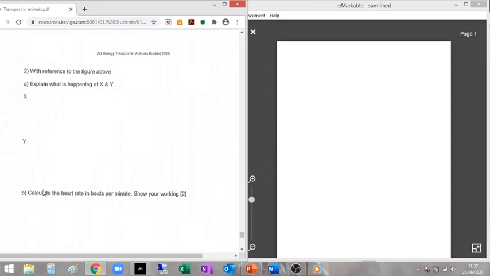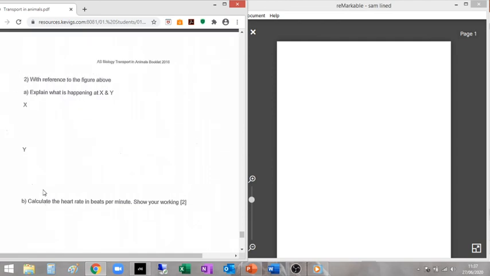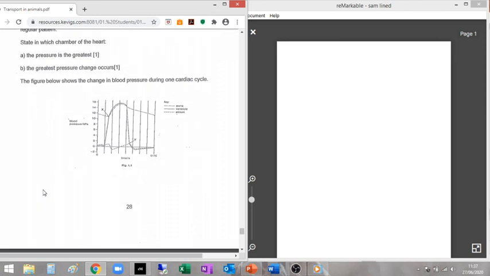So with reference to the figure above, explain what's happening at X and Y, and then we have to calculate the heart rate. So I'm just going to use this again. X is pointing at where we've got the line, which is the aorta pressure, coming in here. And this line coming up here is the ventricle pressure.